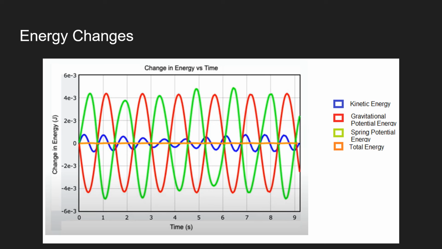This graph displays the energy changes within the spring mass system. Kinetic energy is represented by the color blue, gravitational potential energy by red, spring potential energy by green, and total energy by orange. All the objects and interactions are described as within the system. Therefore, the work done by their surroundings is equal to 0, since the total change in energy of a system is equal to the work being done on the system. It is logical that the total energy is at a constant of 0. This illustrates that the energy principle is satisfied.